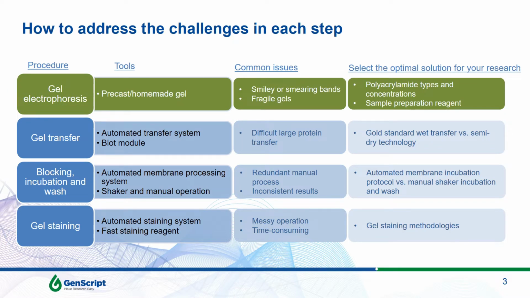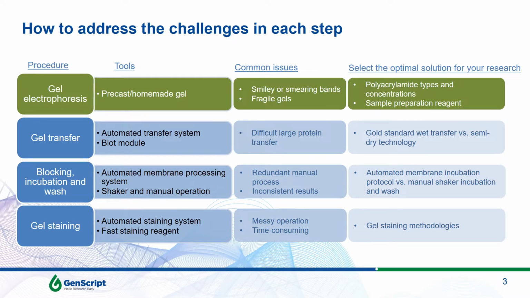Tools or lab consumables related to gel electrophoresis is apparently the gels, both precast or homemade gels. This is the step when denatured proteins are loaded into gels and run an electrophoresis to separate the protein bands by molecular weight. The common issues in the protein separation step usually is the smiley or smearing bands, or sometimes the homemade gels are too fragile to handle.